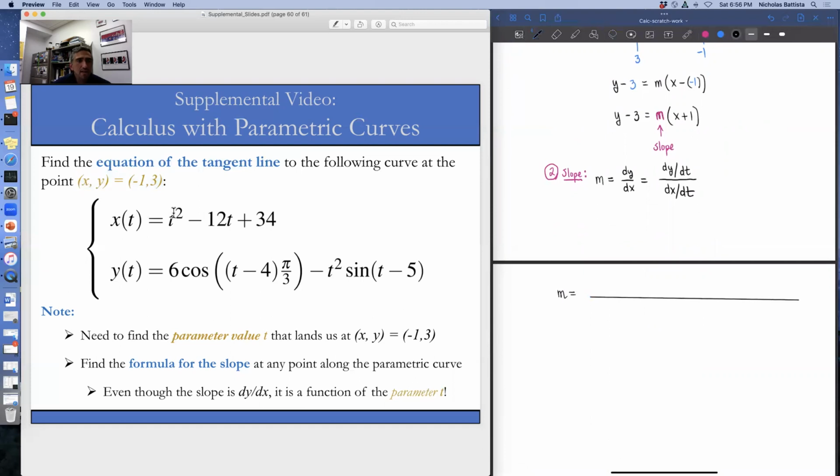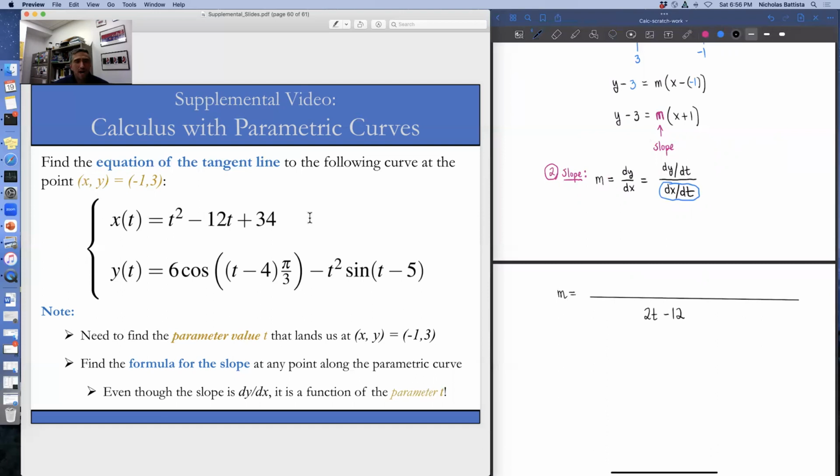First, if we take a look at our parametric curves, our x equation, t squared minus 12t plus 34, we take its derivative with respect to the parameter t, and it goes in the denominator. So let's take that derivative. The derivative of our x equation will give us 2 times t minus 12.